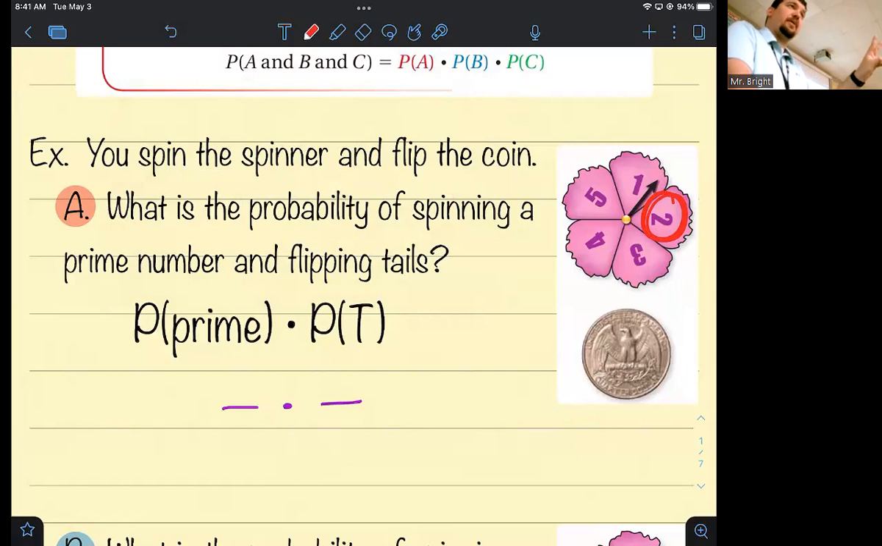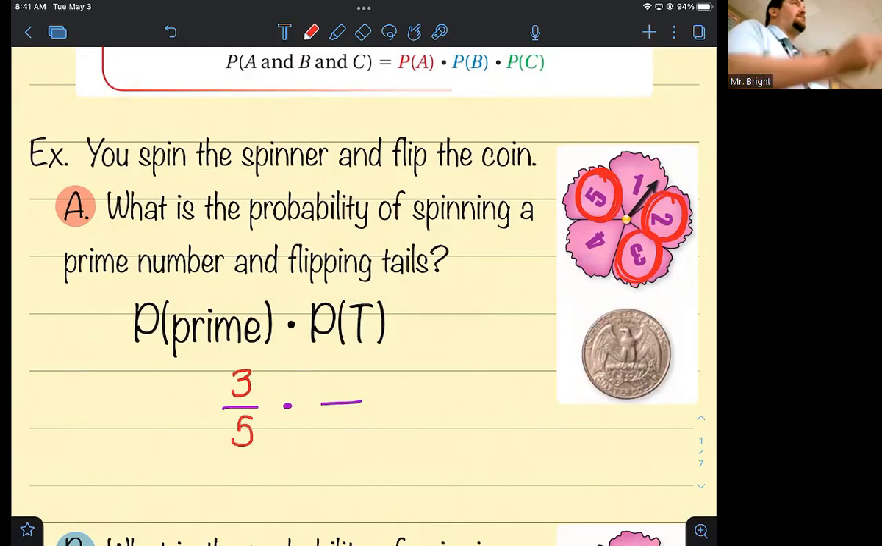Is there any other way to get 3? No, so 3 is prime. 4, 1 times 4. Is there any other way to get 4? 2 times 2. So it's actually got 3 factors, 1, 2, and 4. So it's not prime. And then 5. Is there any other way to get 5 other than doing 1 times 5? So it has 2 factors. Okay. So therefore, the probability of me getting a prime number is what? 3/5. 3 out of 5.